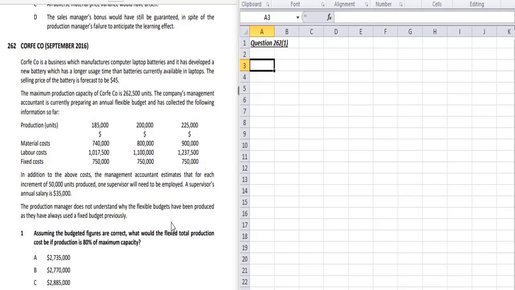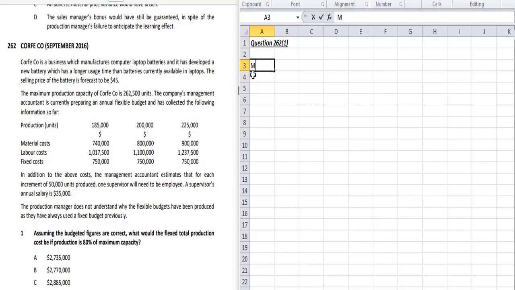So now let's read out the scenario. We have to calculate the total production cost if the production is 80% of the maximum capacity. So what's the maximum capacity? We will get to know by reading the scenario. Corfe company is a business which manufactures computer laptop batteries, and it has developed a new battery which has a longer usage time than the batteries currently available in laptops. The selling price of the battery is forecast to be $45. It's told forecast, it means it is an estimated one. The maximum production capacity of Corfe is 262,500 units.